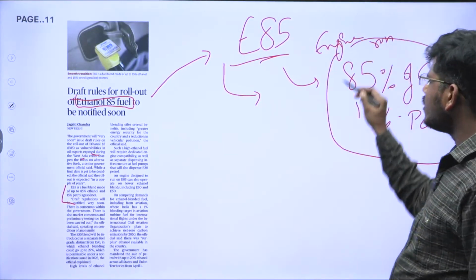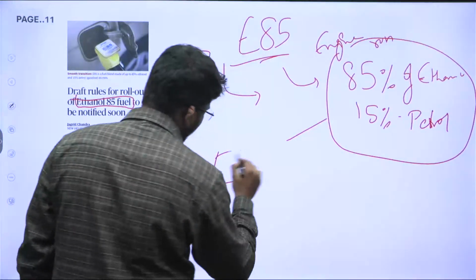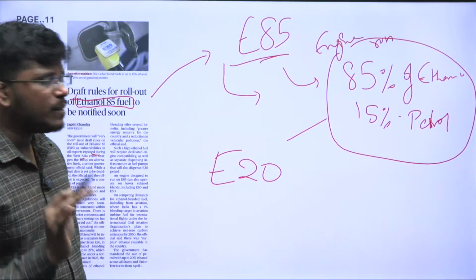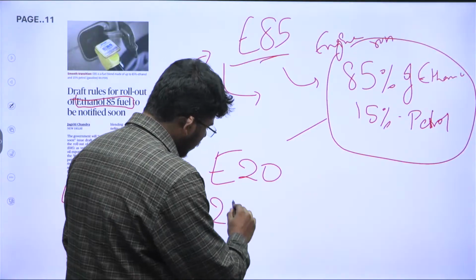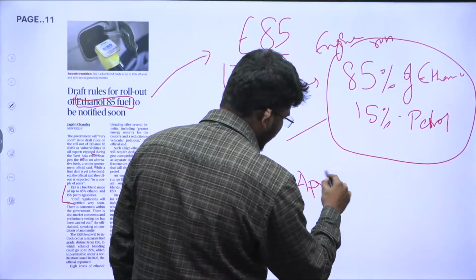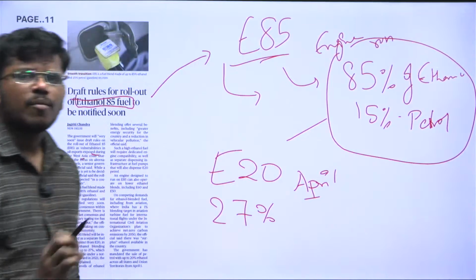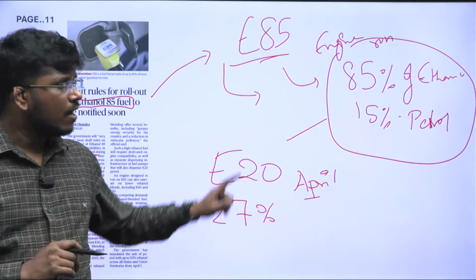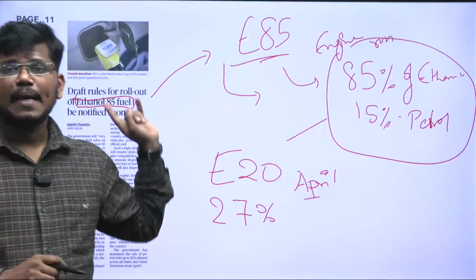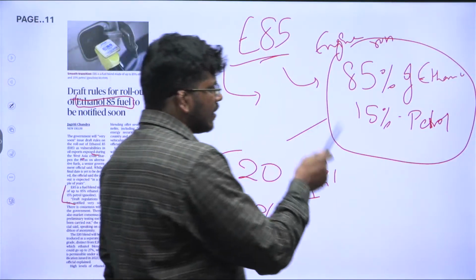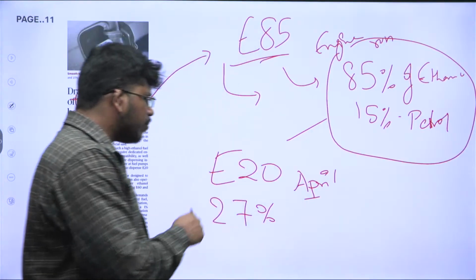This is the alternative for the existing E20. In the E20, almost 27% we can use the blended ethanol. So 27%, and by this month April, the Indian government made sure that every fuel bunk, every petrol bunk in the country should only sell this E20 petrol. Okay. So 85% ethanol, 15%. Yeah, these are the important things.